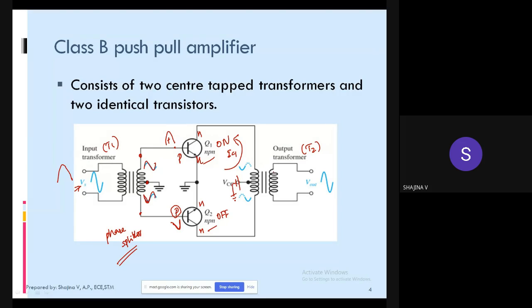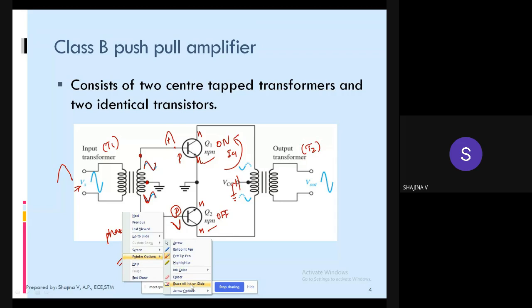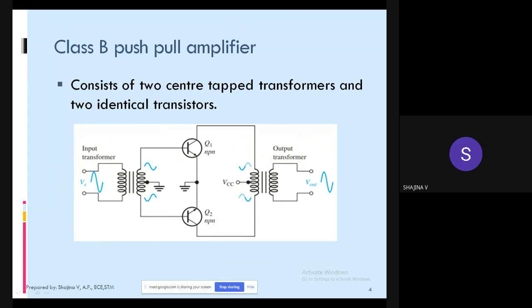Okay, and during negative half cycle, what will happen? The reverse of this, that is during negative half cycle of input signal, that is during this negative half cycle, what will happen? Here you will get negative signal, here phase shifted version, so that here you will get positive signal. Okay, now since here it is negative signal, we can say this base emitter junction is reverse biased, or this transistor will become off.